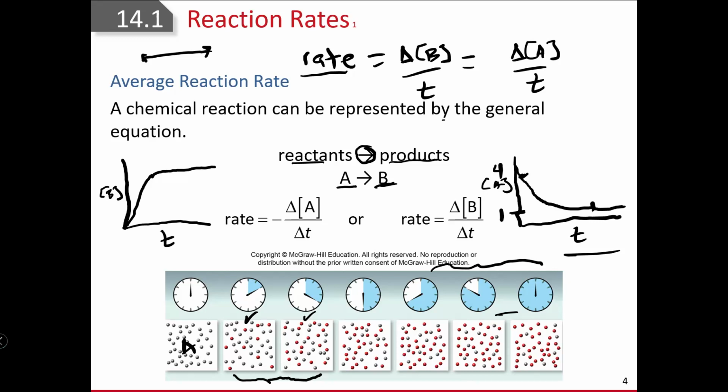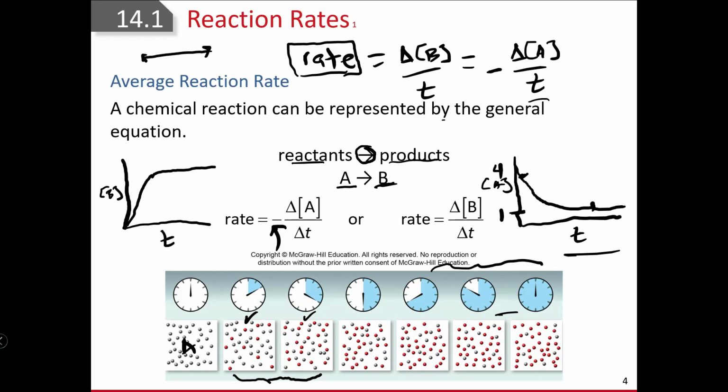So to make the concentration change of A over change in time a positive value, we have to put a correction factor in here. So that's why we put the negative symbol right here. You see it right there. So that when I put in this 1 minus 4 for my molarity change divided by time, which is always positive, that will give me a negative number, and then multiplying it by this negative will give me a positive number. So keep that in mind. Overall rate is going to always be positive.